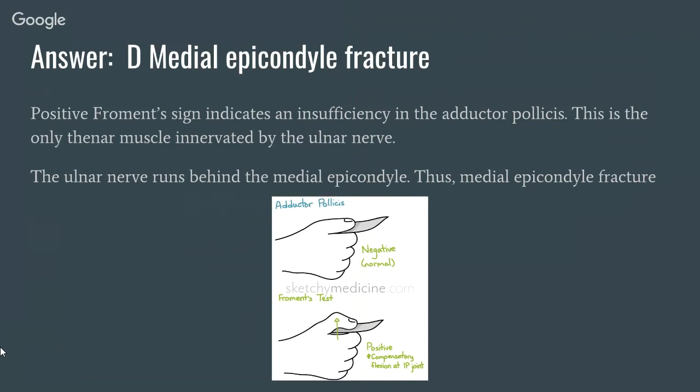Ulnar nerve, nice. So this is a very specific test, a very specific sign. Hopefully your clinical skills teachers taught this to you, but a positive Froment sign indicates an insufficiency of your adductor pollicis. If you talk about the thumb muscles in the thenar area, you've got quite a few muscles going on. All of them are innervated by the recurrent branch of the median nerve, except for the adductor pollicis, which does that kind of movement. That is innervated by your ulnar nerve, okay? Your ulnar nerve runs behind the medial epicondyle, and thus it's a medial epicondyle fracture. So classically, with Froment sign, we're testing for a deficiency of the ulnar nerve. Does that make sense?